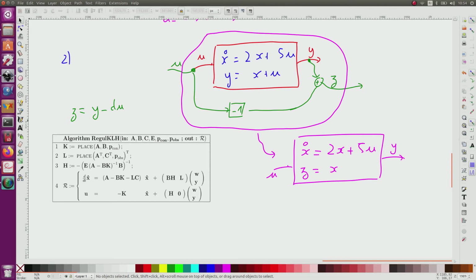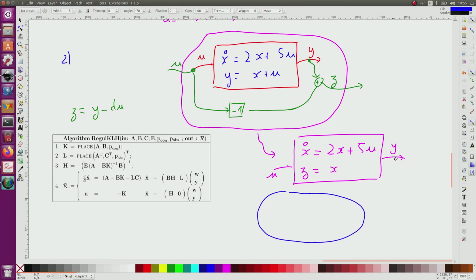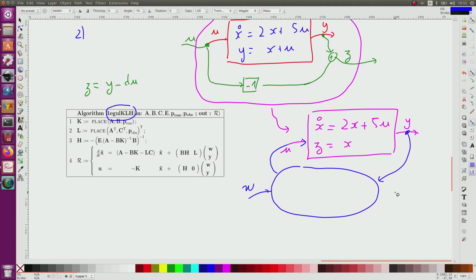Or I take this system, which has no direct term, and I will try to find a controller for this. So the controller will be here. It will take y as an input, the set point as an output, and it will generate u. For this, I will use the KLH procedure.